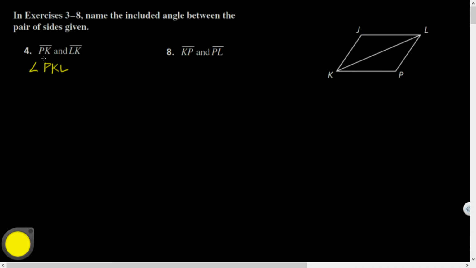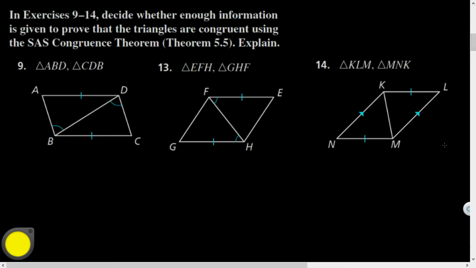Also, notice that both of these have K in their name, so that's got to be the vertex right there. That's kind of like clues right there. And similarly with these ones, the vertex has to be at P, even just looking at the names, even if I didn't have a diagram to consider. But KP and PL, the included angle there would have been this one. So yeah, angle KPL would work just fine. So that was just practice as far as identifying an included angle.